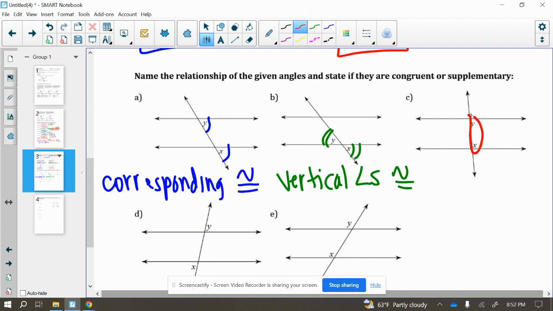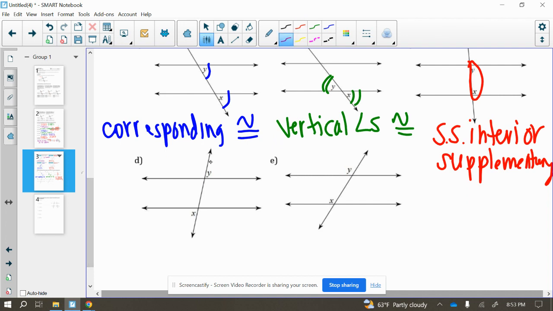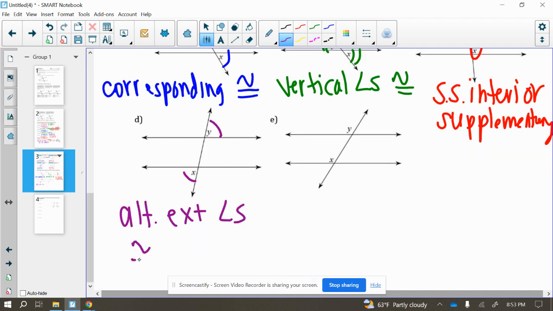Next one, same side interior angles. I'm going to abbreviate same side interior. Those are supplementary to each other. They're going to add up to equal 180. Next on the list, these are alternate exterior angles. Again, the alternate exteriors are congruent, or equal in measure. Try this last one on your own. For letter E, what are the angles? What is the relationship then?